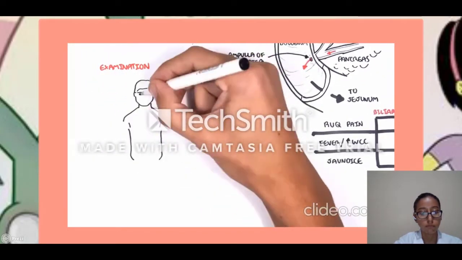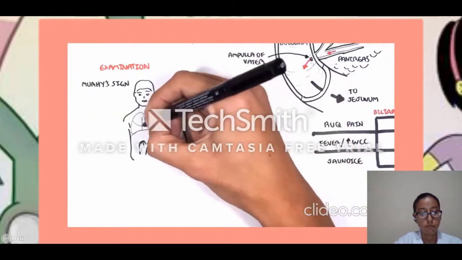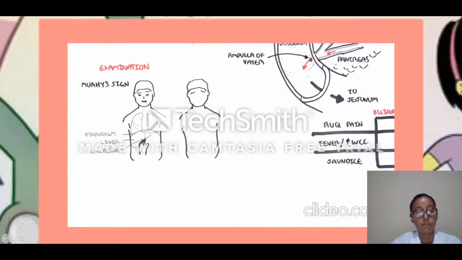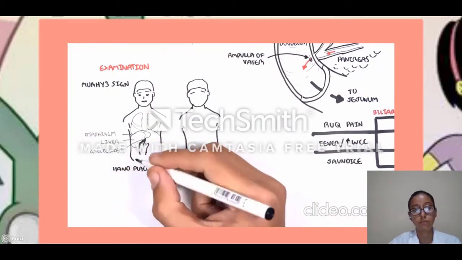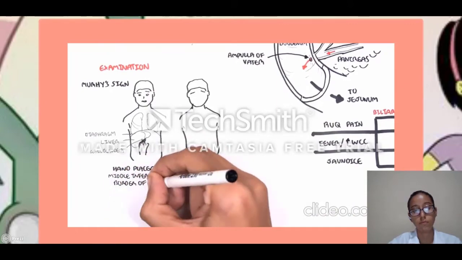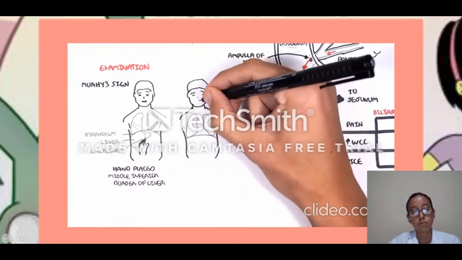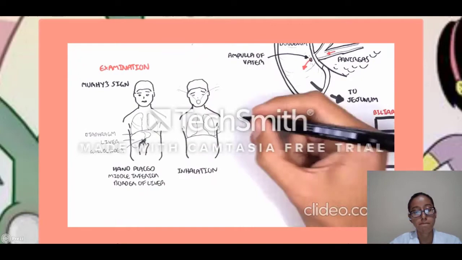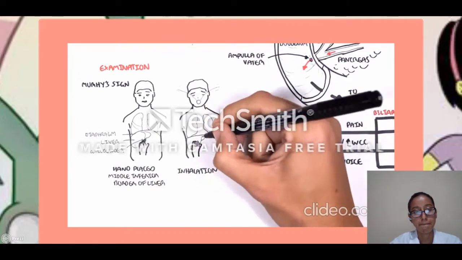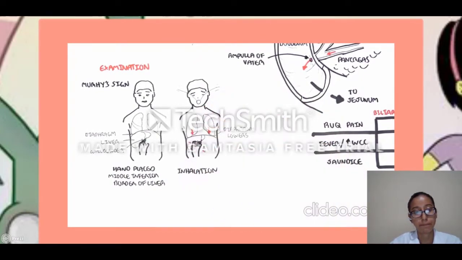On examination, there is a positive Murphy sign. Murphy's sign is where a hand is placed at the mid-inferior border of the liver. The patient is then asked to take a deep breath in. The diaphragm lowers during inspiration, and with our hand being placed where it will irritate the gallbladder as the diaphragm pushes the gallbladder down, this will trigger pain. The patient becomes startled and stops breathing in.